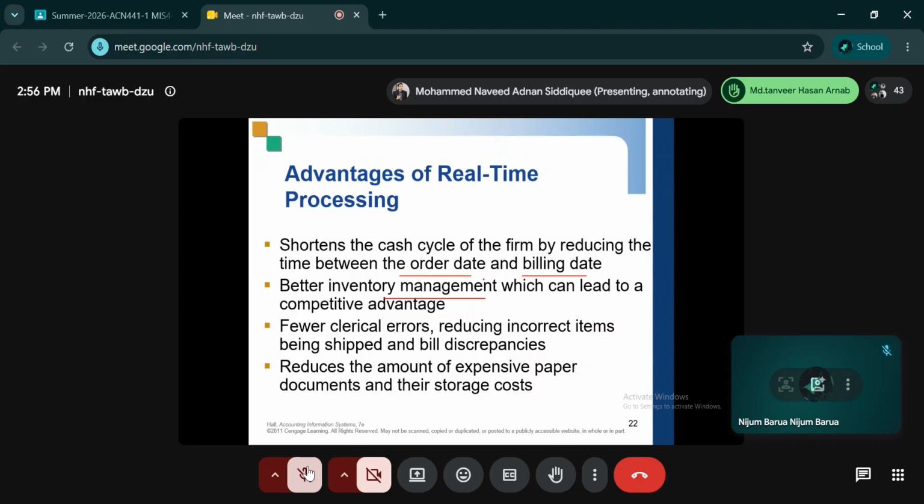So it's better. Mistakes are lower because of the computerized systems, and it also decreases the use of paper. Paper is more vulnerable, it gets lost, it gets stolen, etc. So the more you use real-time systems, the dependency on paper decreases. So it's a good thing for the company. Okay, so all of these benefits are from the perspective of the revenue cycle. Clear? Any questions?